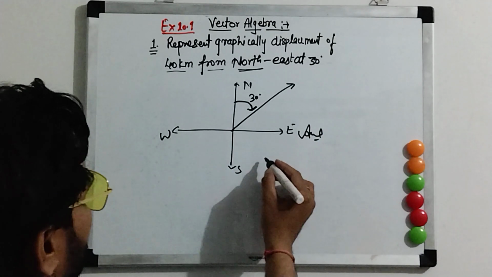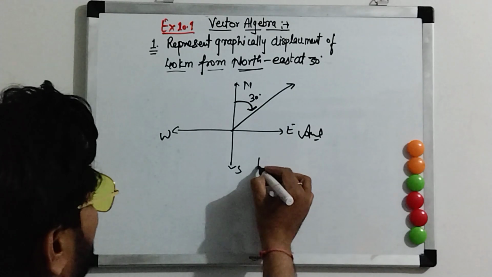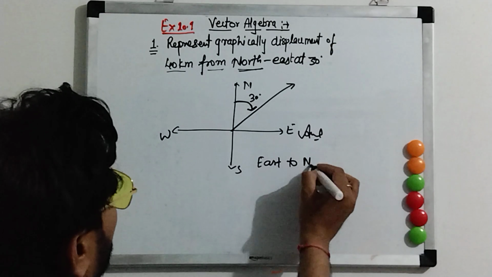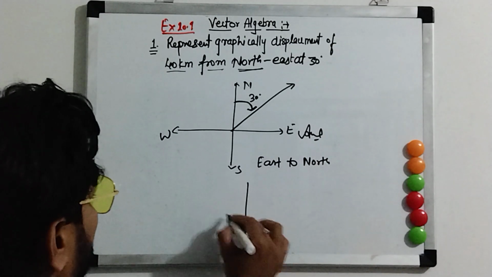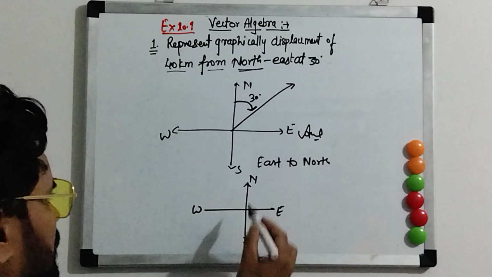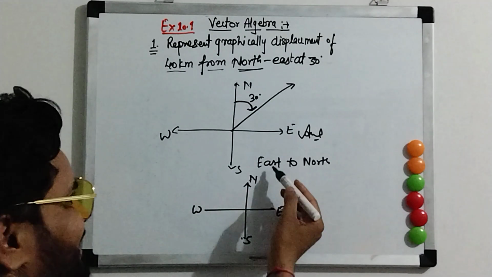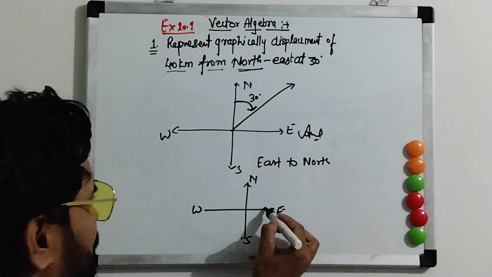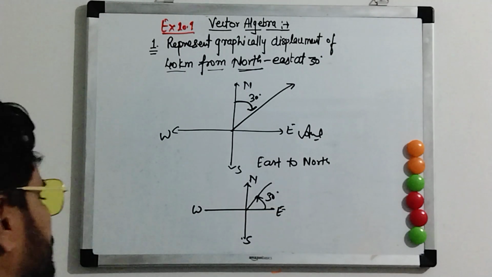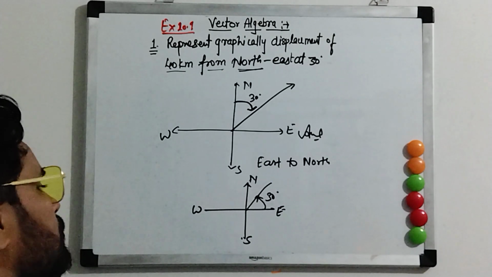Suppose in the question it was given from east to north, then how can we draw? Then we draw north, south, east, west. East to north, 30 degree. In this way we are able to draw this. Okay.